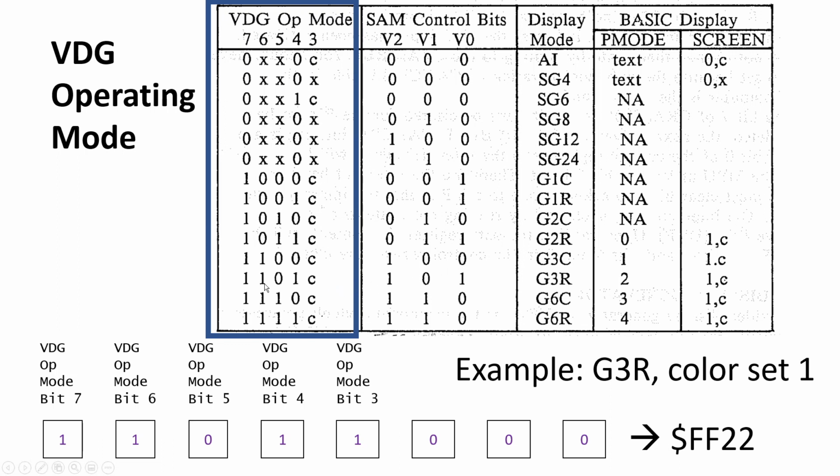So if I wanted to do G3R, I would want to set bits 1, 1, 0, 1, and let's say I wanted color set 1. Then I would want a 1 in that spot. So that's the value we have here, 1, 1, 0, 1, and then 1 for the color set, and then the rest we just fill with 0. We figure out what number that is, and we poke it into FF22, and that sets the operating mode. And that's it. Just make sure that the ASM control bits you set correlate with the operating mode you set. Otherwise, weird things might happen.